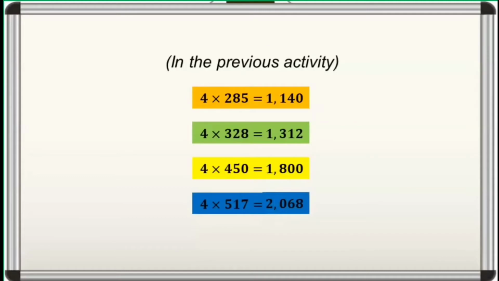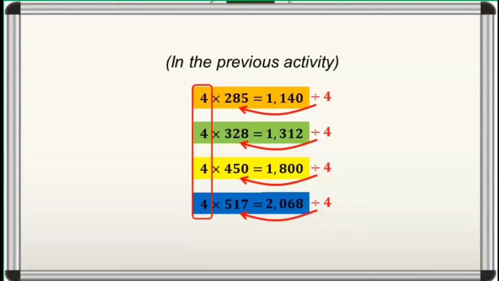This time, we go back to our previous activity. We have multiplied 4 numbers with 4 and get the following products: 1,140, 1,312, 1,800, and 2,068. Since 4 is one of the factors of these numbers, we say that they are divisible by 4. We can divide the following products by 4 and get the quotients that are the same with our original numbers without remainder.